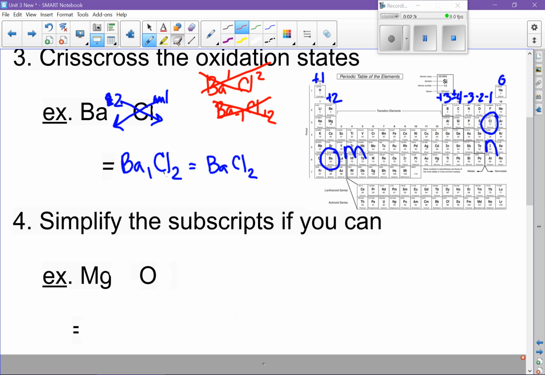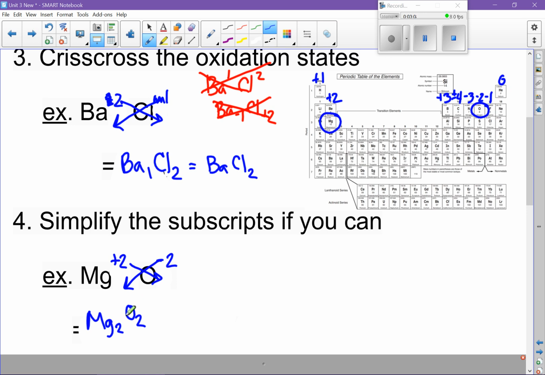Okay, so let's try this for magnesium and oxygen. So notice that magnesium is the metal because it's over here, and oxygen is the non-metal, so that's why we wrote metal first, non-metal second. Then I need the charges. Mg is +2. Oxygen is -2. I got those from the groups. Okay? Crisscross. So I have Mg2O2. Notice my numbers started at the top and they end at the bottom.